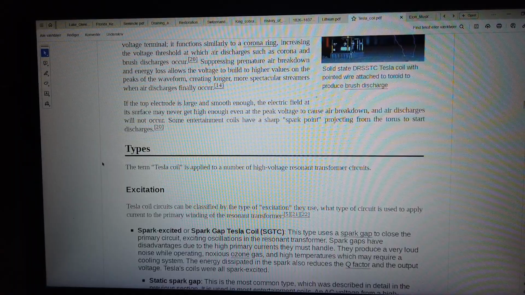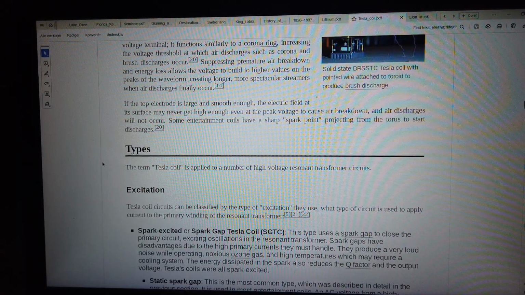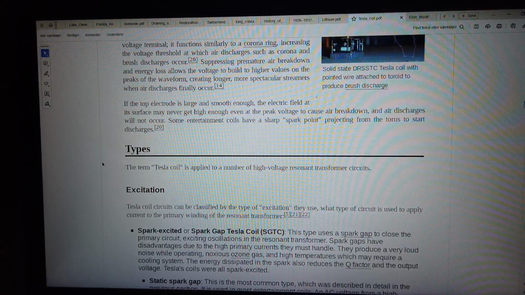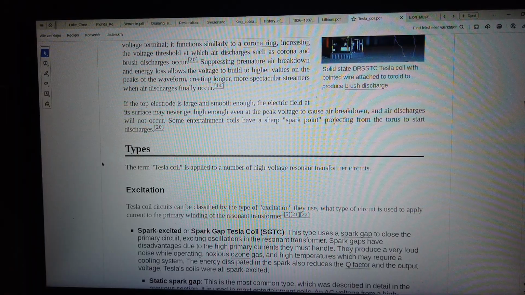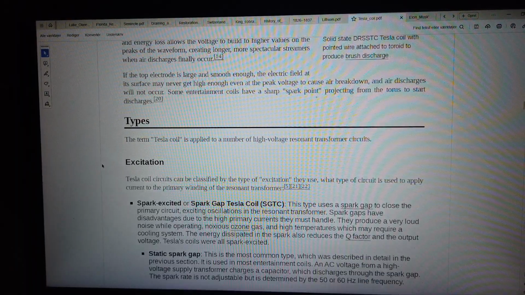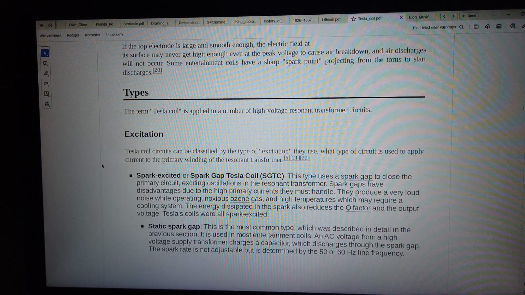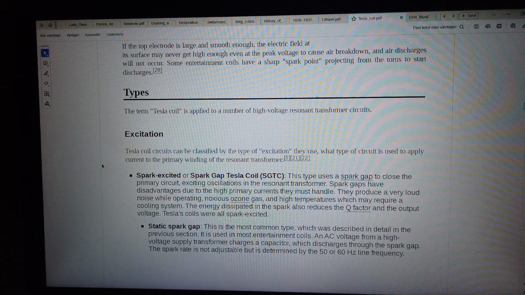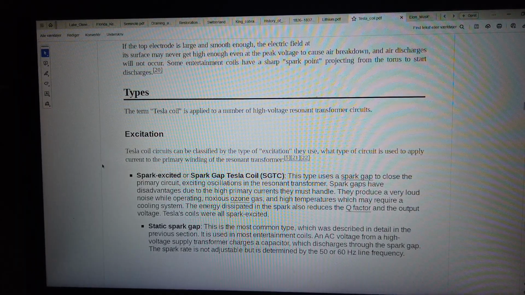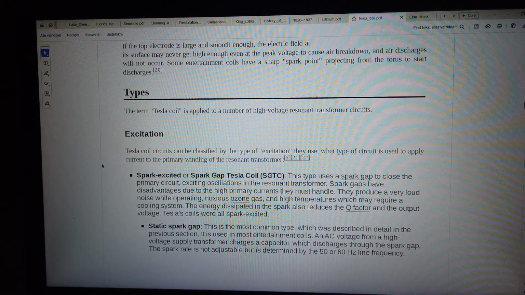If the top electrode is large and smooth enough, the electric field at its surface may never get high enough even at the peak voltage to cause air breakdown, and air discharge will not occur. Some entertainment coils have a sharp spark point projecting from the torus to start discharges.